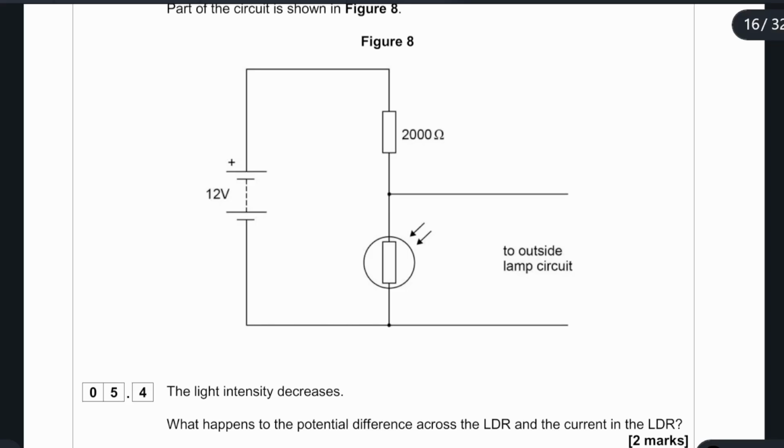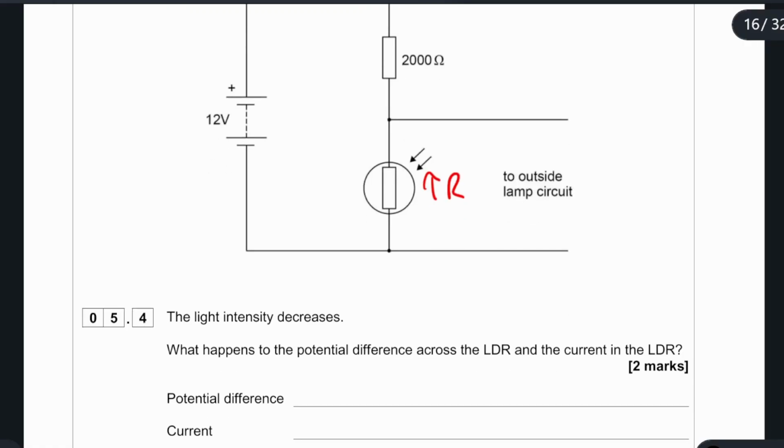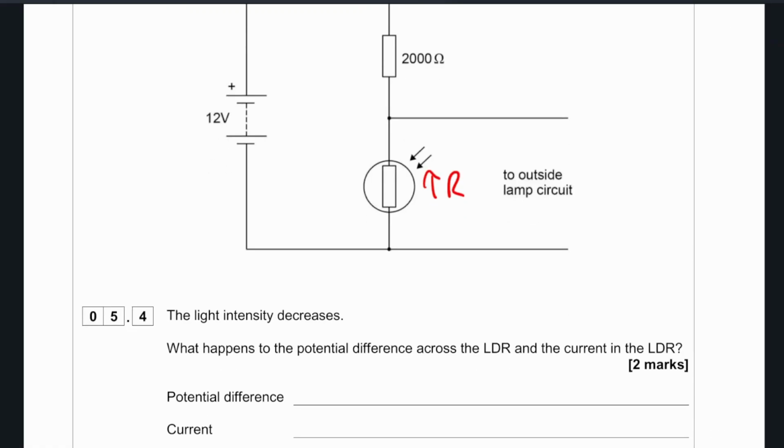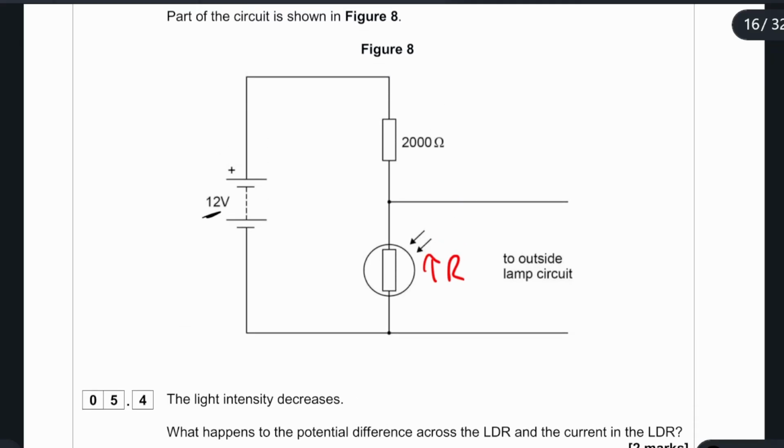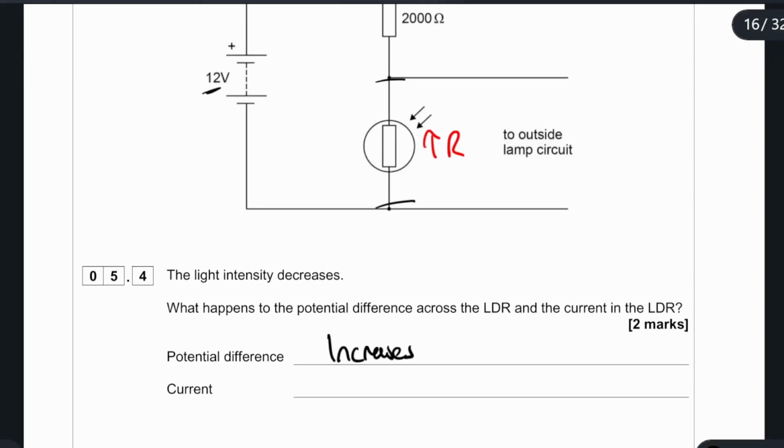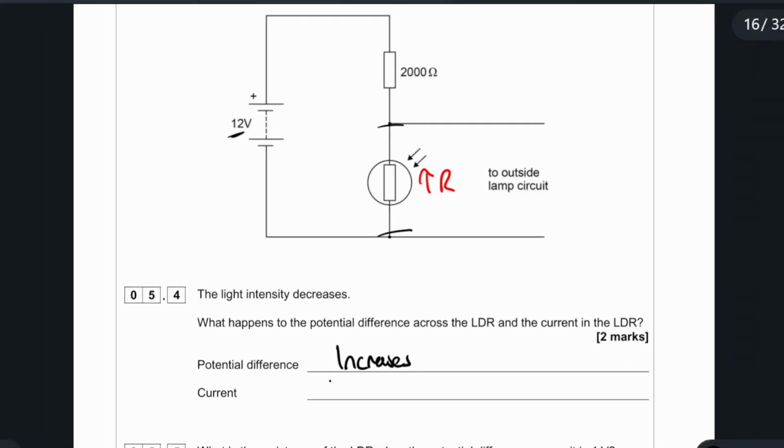Well, we should know that for a light dependent resistor, the resistance is actually higher when the light intensity is lower. So therefore, if you have a higher resistance, that means the potential difference across the resistor is going to be larger. So the potential difference increases. So essentially more of this 12 volts is going to be across this resistor. And what happens to the current? Well, when you have a higher resistance and a higher potential difference, you then get a lower current.